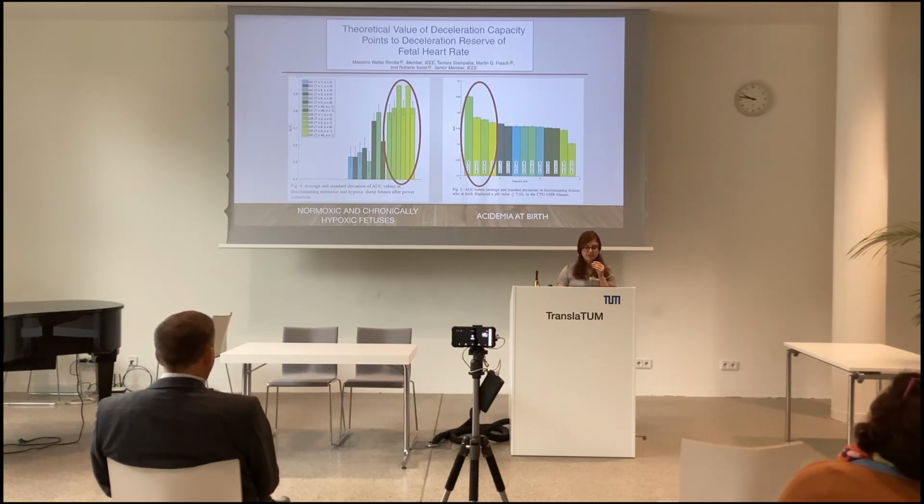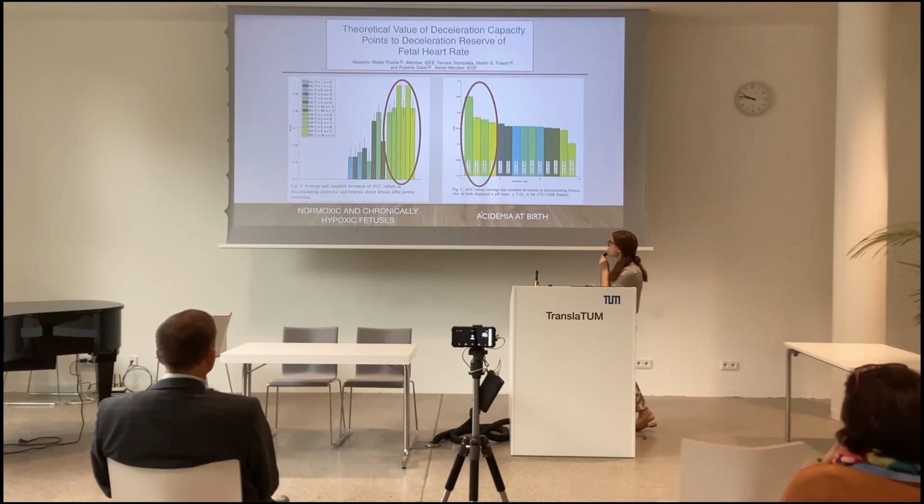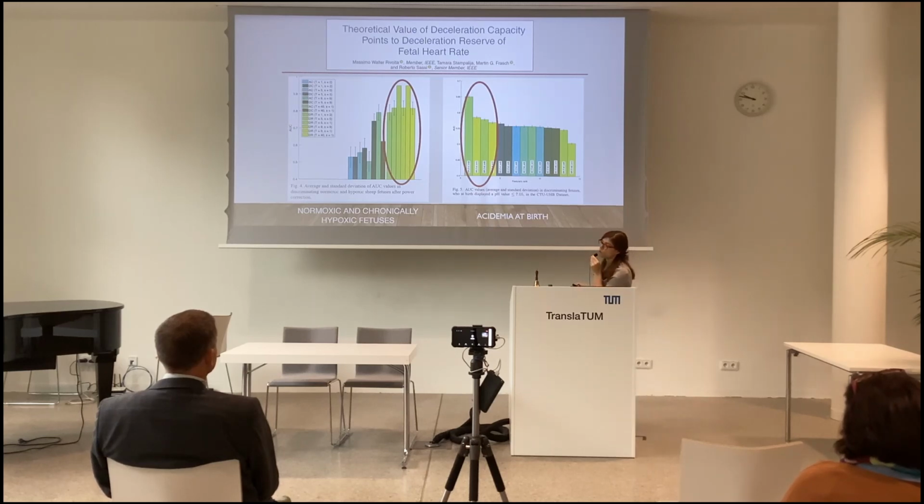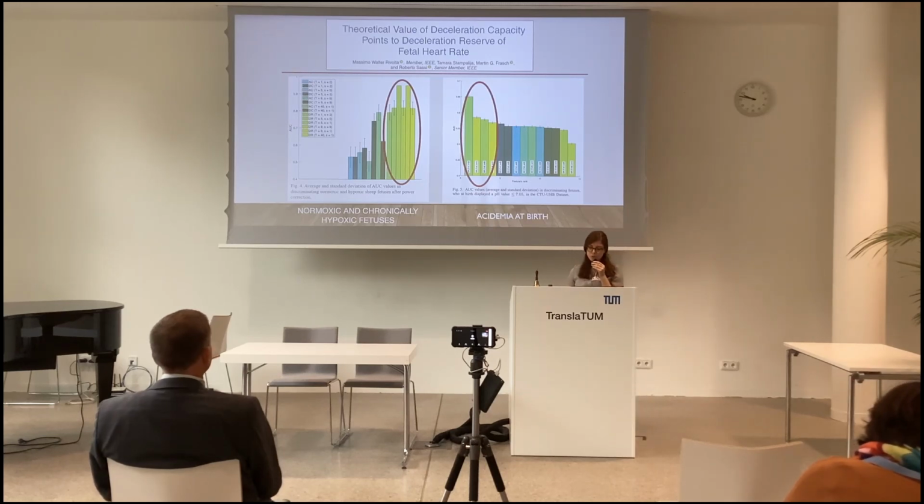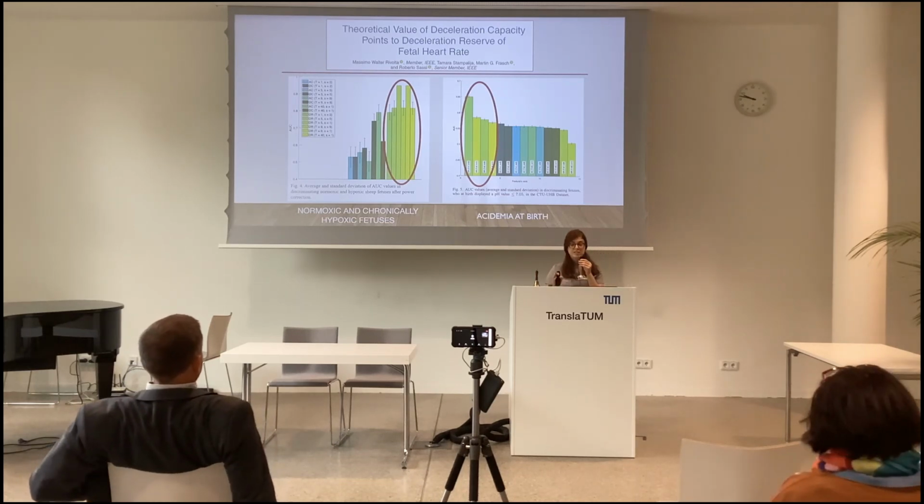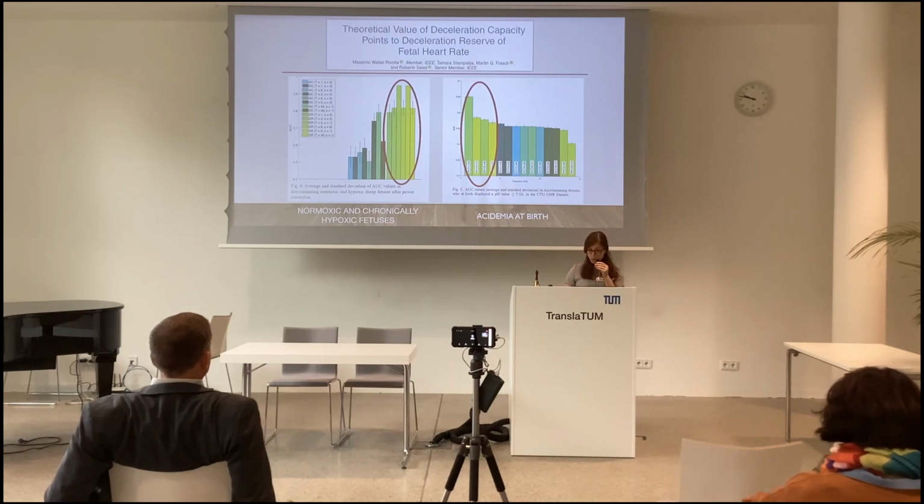And so we found that DR was different between the normoxic and hypoxic fetuses. The DR was lower in the population of chronically hypoxic fetuses. And moreover, we also tested the DR for the identification of acidemia at birth, finding the same result. So we can say that DR seems to play an interesting role in risk stratification during labor.